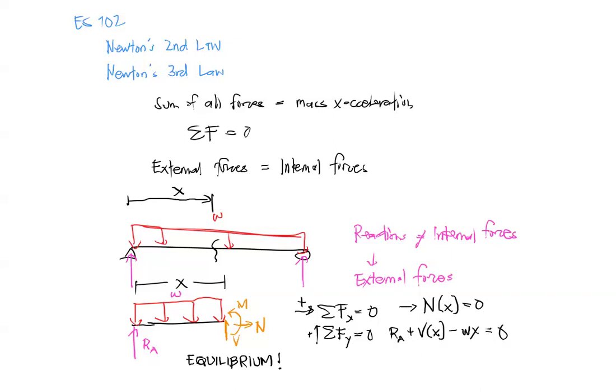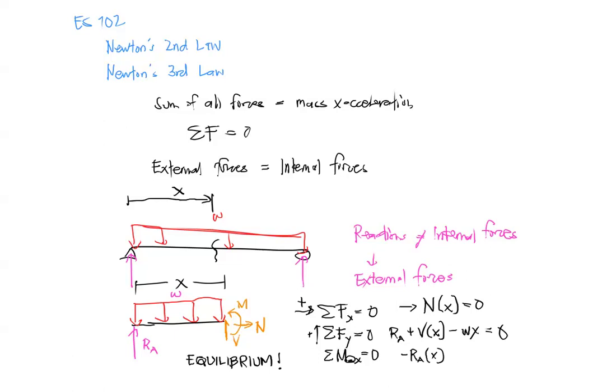Then, for moment, maganda na nagsasum ka ng moments at yung distance x from the left-hand side, para hindi nakasama si V, hindi nakasama si N. So, mangyari lang dito, equal to 0. So, meron kang R sub A na nagko-cause ng clockwise na rotation. Therefore, negative yung term niya. So, ito yung force upward. Then, yung moment arm niya is x.